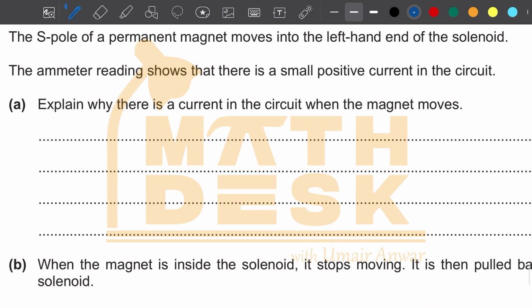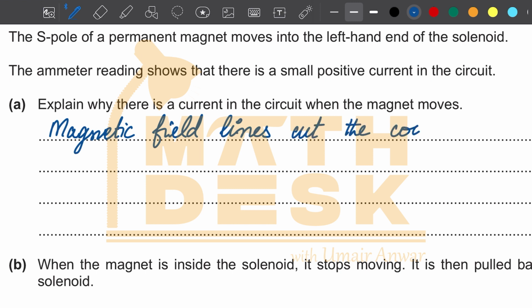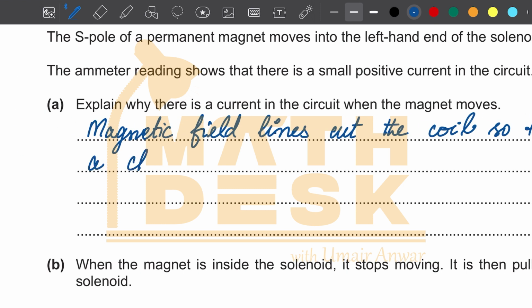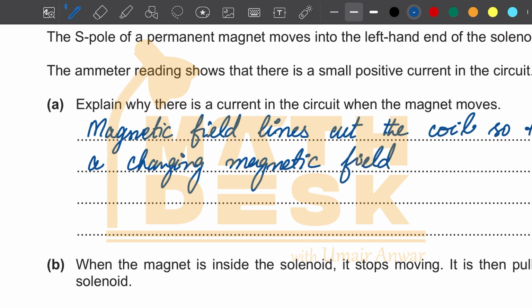So the reason is because of the movement of the magnetic field lines cut the coil, so there is a changing magnetic field in solenoid.